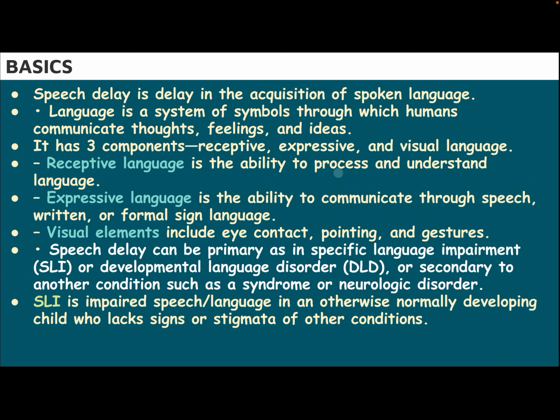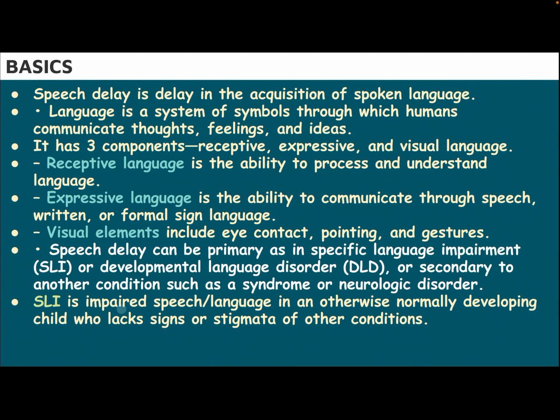Receptive language is the ability to process and understand language. Expressive language is the ability to communicate through speech, written or formal sign language. Visual elements include eye contact, pointing, and gesture. Speech delay can be primary, as a specific language impairment or developmental language disorder, or secondary to another condition such as a syndrome or neurological disorder.